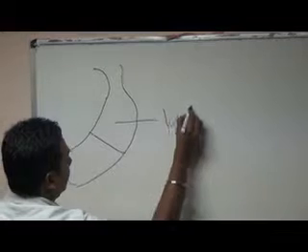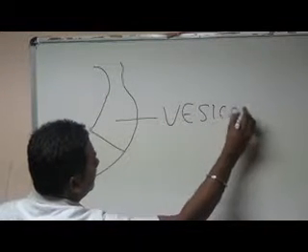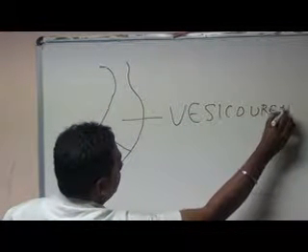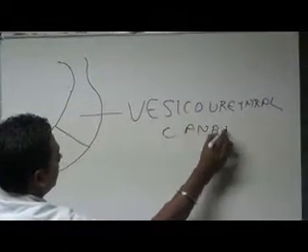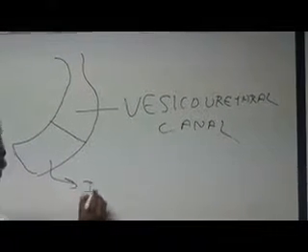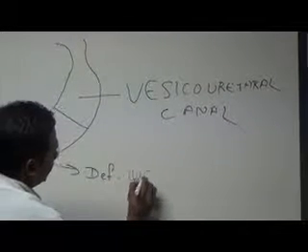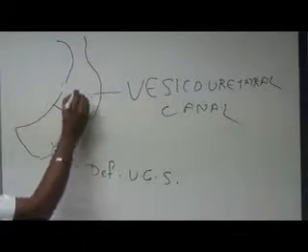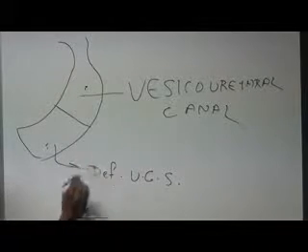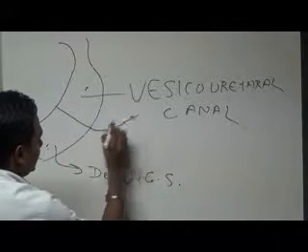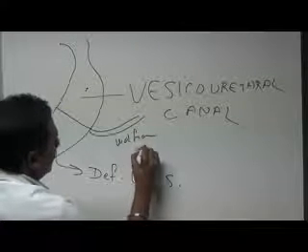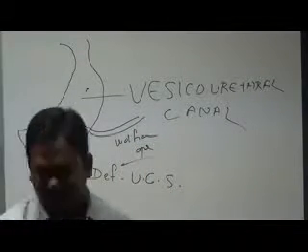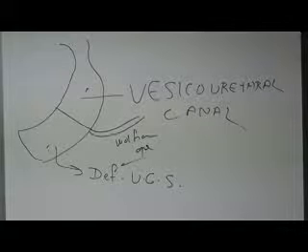So this will be the vesico-urethral canal, and this is the definitive urogenital sinus. And at the junction of the vesico-urethral canal and the definitive urogenital sinus, the Wolffian duct opens. इतना समझ गए? अब सामने समझना डेवलपमेंट इसका.